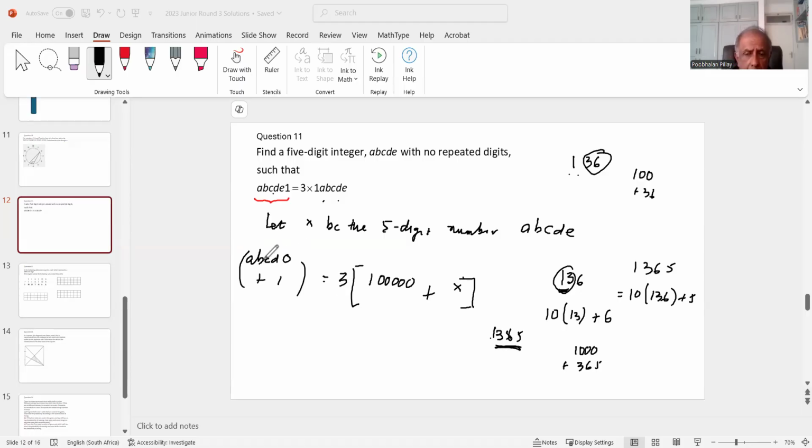So this is 10x, because you're putting a 0 at the end of A, B, C, D, E. So 10x plus 1. And here, this is 100,000, 5 zeros. So it's 300,000 plus x. You've got a single equation with one unknown. And the unknown is x. That's exactly what we need to find, this 5-digit number.